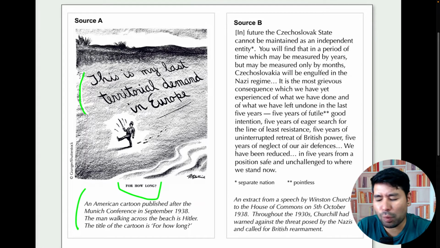And then we have the description of the passage that we have just read, down below here. This is an extract from a speech by Winston Churchill to the House of Commons on the 5th October 1938. Throughout the 1930s, Churchill had warned against the threat posed by the Nazis and called for British rearmament. So this is the thing that we have here.